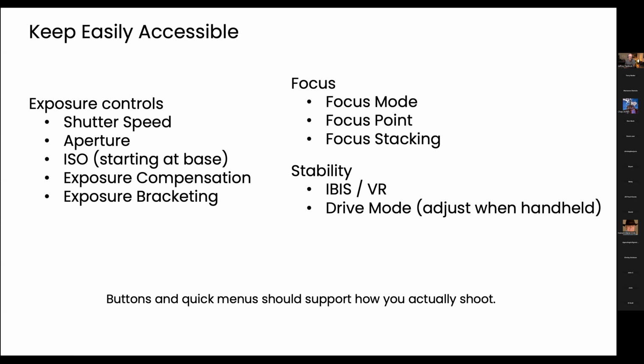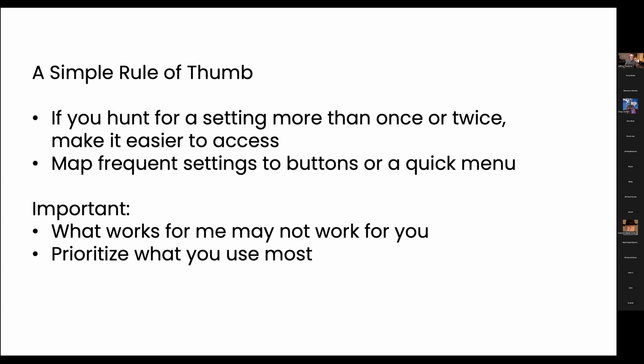Anytime you find yourself accessing some setting in the field multiple times on a shoot and you're digging through menus for it, make a note somewhere on your phone. And when you get home, find a way to map that into your quick menu so that it's readily accessible. And again, trying to keep you in that creative mindset as opposed to breaking that concentration. So again, if you're hunting for a setting more than once or twice, put it in a quick menu or map it to a button.